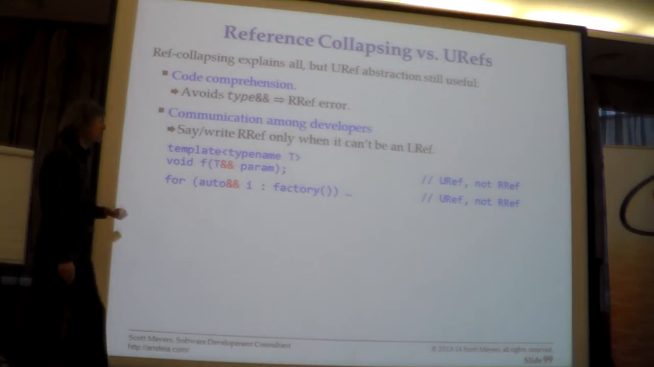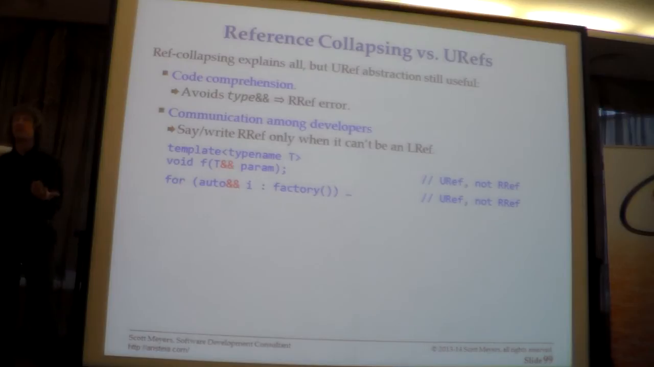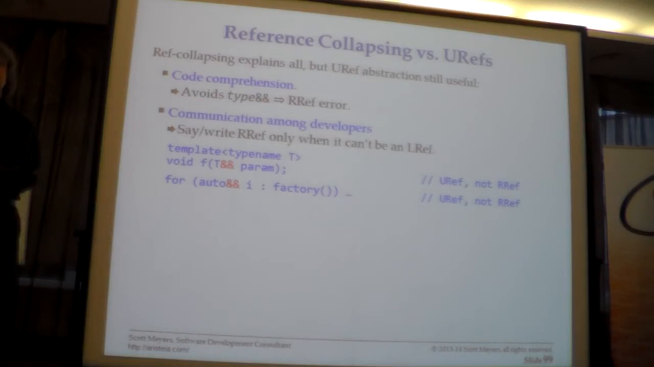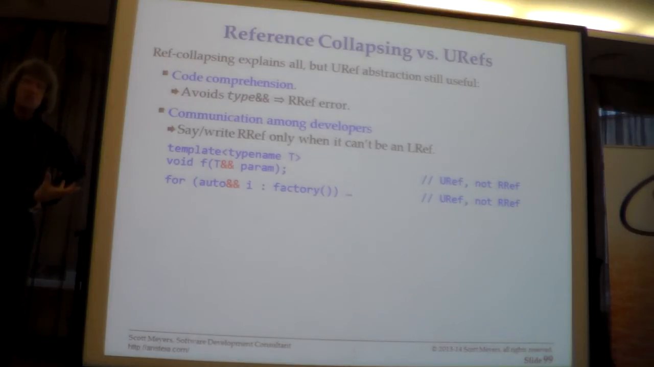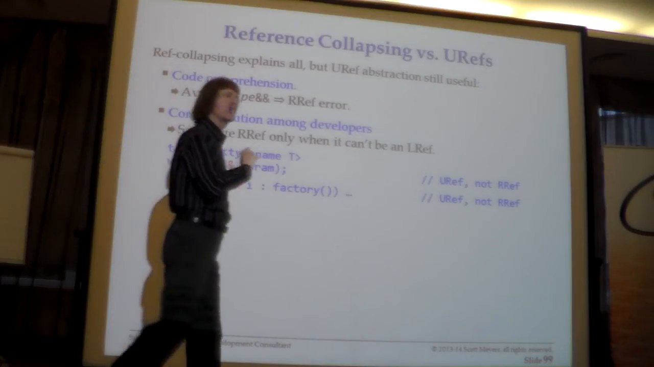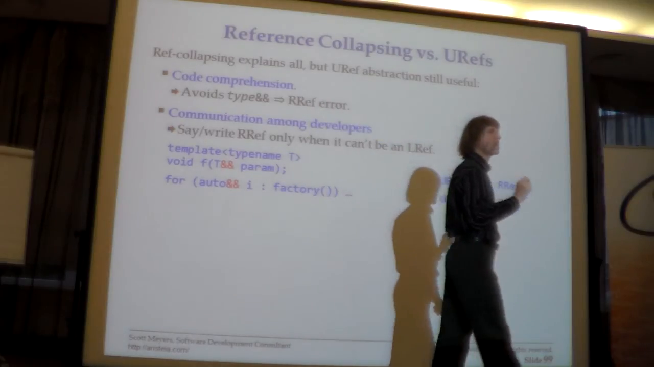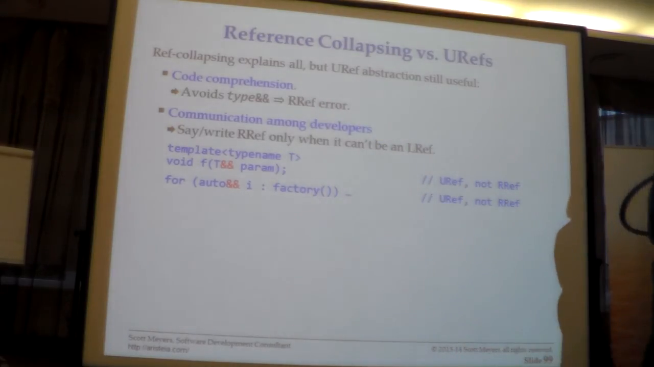And I also believe it's very important when communicating with your fellow developers. If you just say, well, I use an R value reference, but it's not clear what that means, that does not help. I think it's important to be able to say, this parameter is an R value reference, and the person talking to you will understand only R values can bind to that. On the other hand, if you say, well, I used a universal reference, the person you're talking to will understand, that means maybe L values will bind and maybe R values will bind. And they'll behave differently.